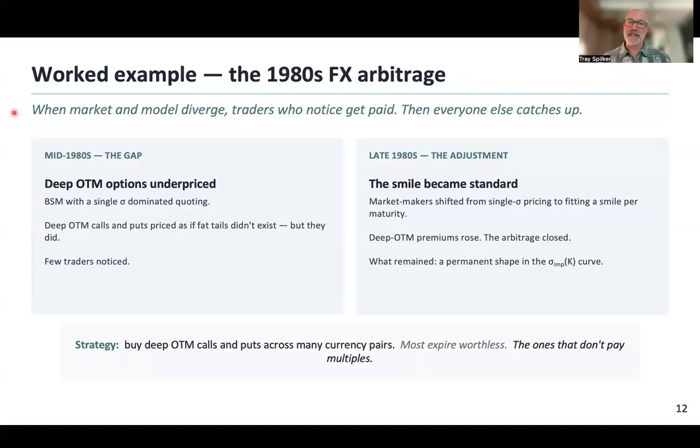So, the lesson in this case, of course, is that when the model doesn't match the data, those who are first to notice get paid, right? And once enough people notice, the market adapts and the gaps shrink.